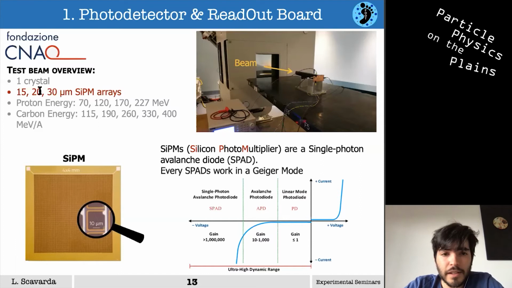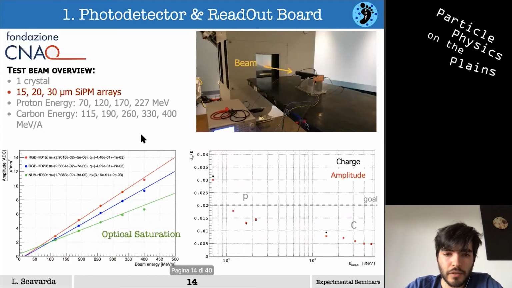So we tested different silicon photomultipliers with different sizes of microcells in order to understand which was the best one to cover the full energy range foreseen by the FOOT experiment. So what we have done was shoot carbon and proton beams with these energies, 4 energies with protons and 5 energies with carbon. And then we measured the energy resolution and also the linearity response of the crystals for these energies. So here we have some results about this test beam.